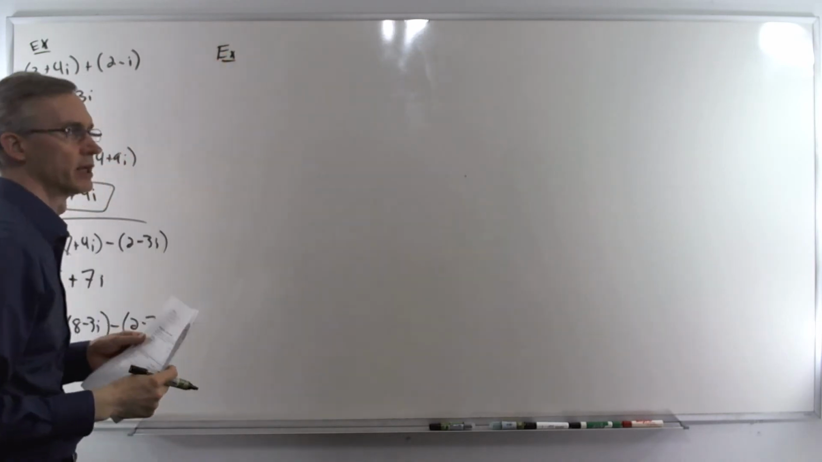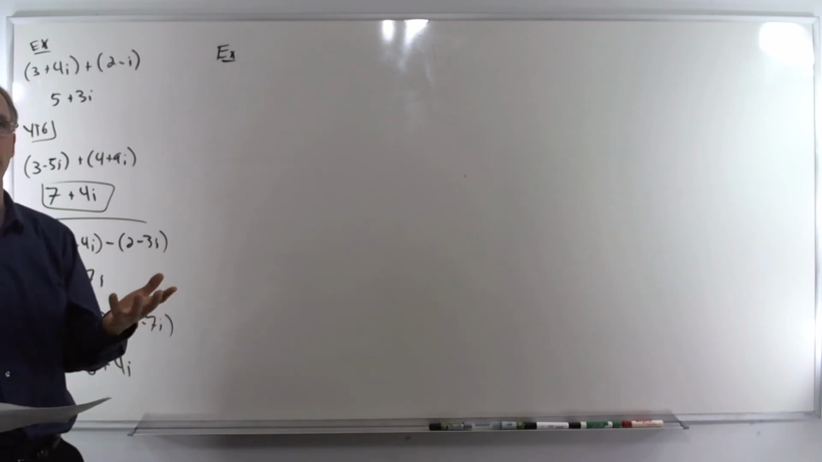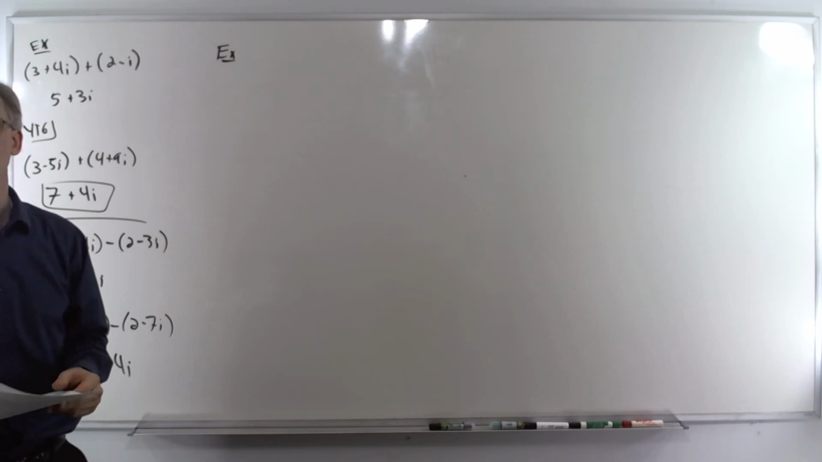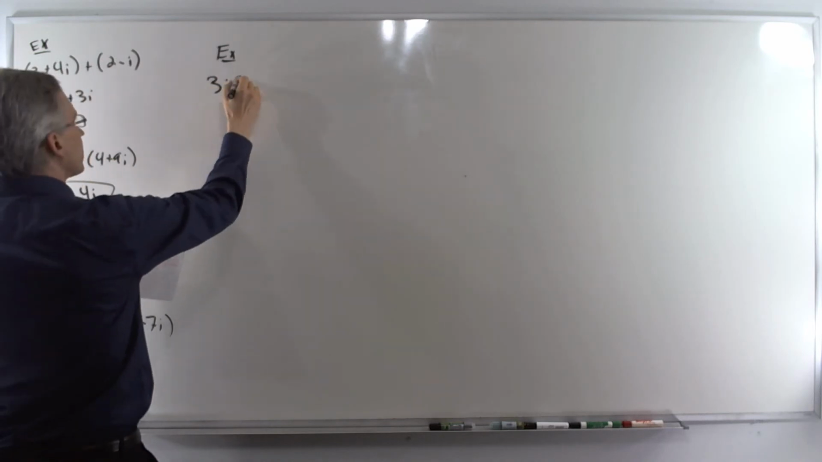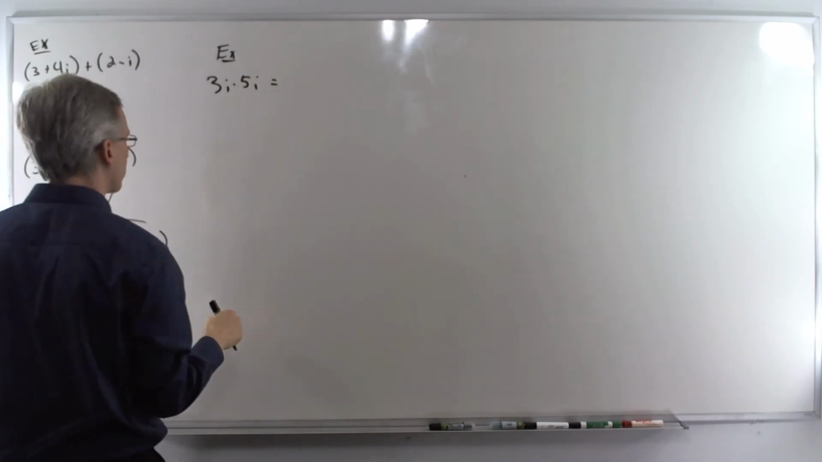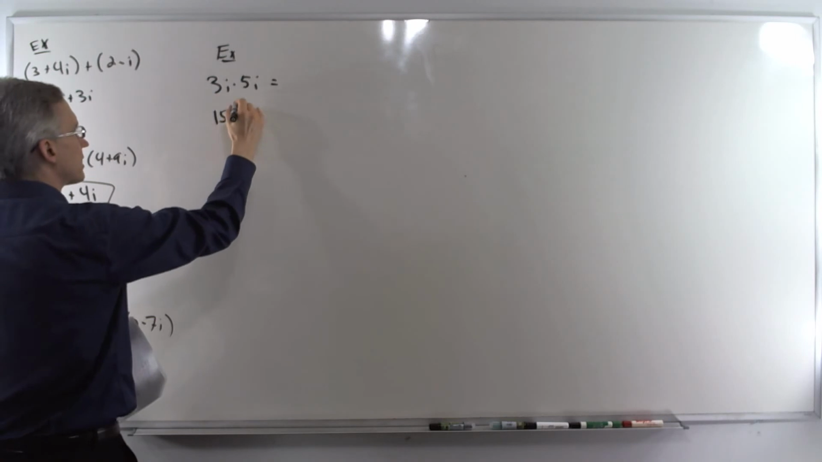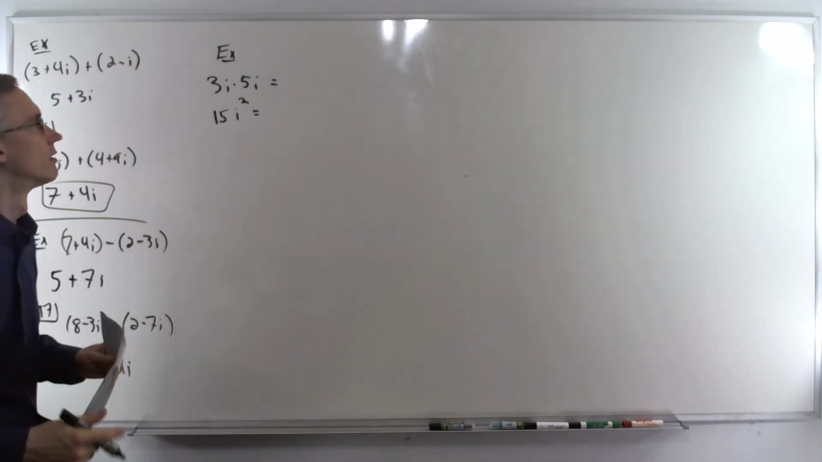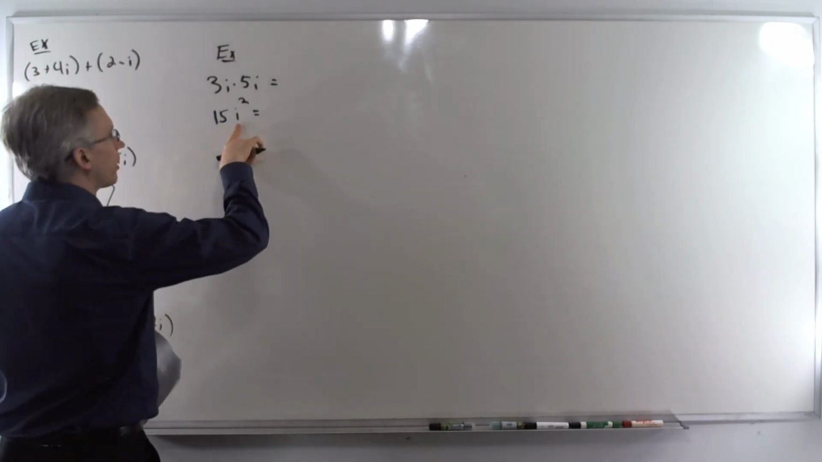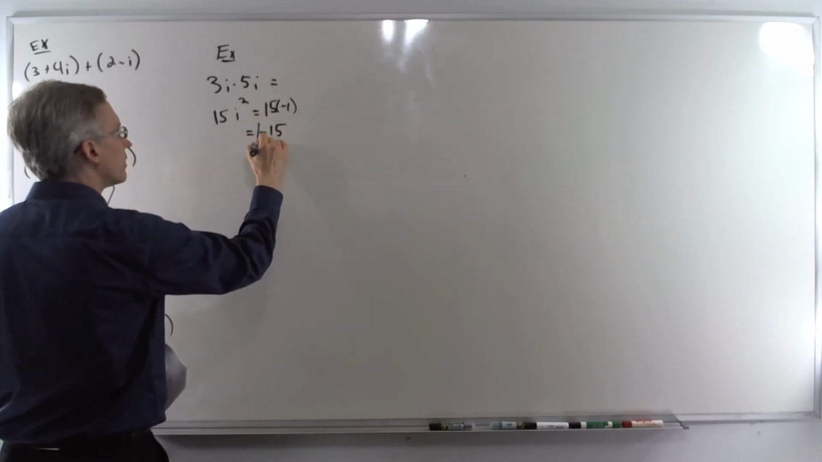And the only difference between multiplying monomials, or monomials and binomials, and multiplying complex numbers is when we encounter i squared. So first example, we've got 3i times 5i. Right, multiply number by number. 3 times 5 is 15. i times i is i squared. So if i were a variable, we'd stop right there. But it's not. i squared is -1, so we got 15 times -1, which equals -15.